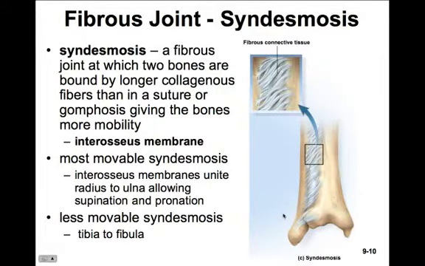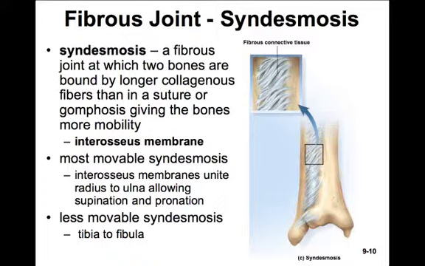The third type of fibrous joint is a syndesmosis. Syn, again meaning together. Desmos means band. And osis, again, is a condition. So the condition of being banded together. This is a fibrous joint in which two bones are bound together by collagenous fibers that are much longer than we find in a suture or gomphosis, which gives the bones more mobility. So the syndesmosis is the most movable of the fibrous joints.